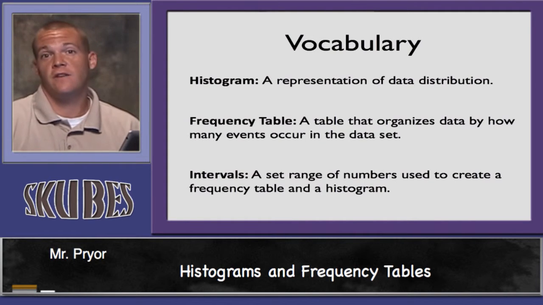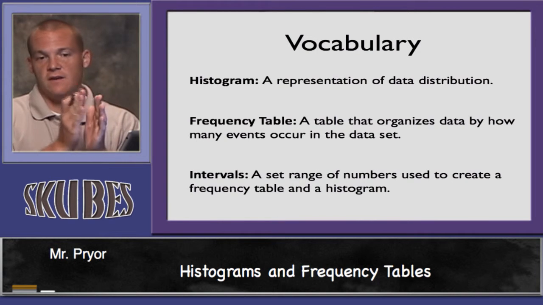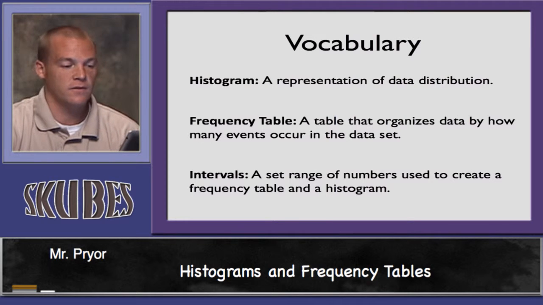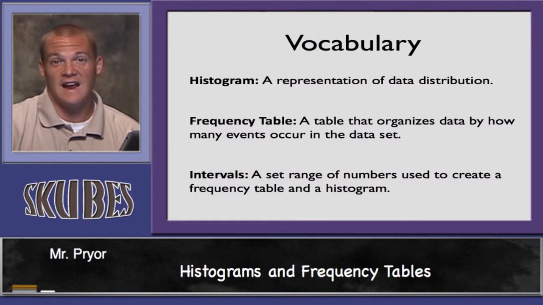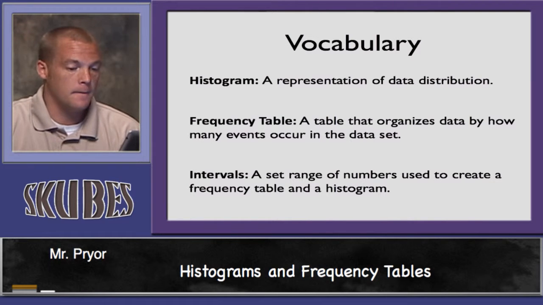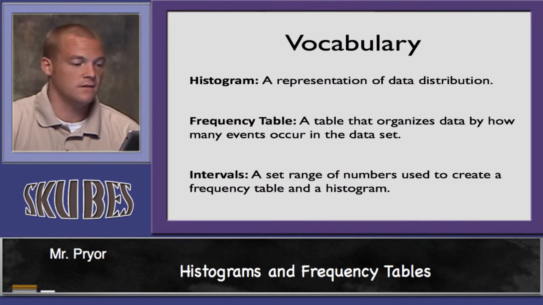The only difference between a histogram and a bar graph is that the bars are pushed together so that they are connected from one interval to the next. A frequency table is basically a table that organizes the data that you would eventually put into a histogram. And it basically is showing multiple events through frequencies.